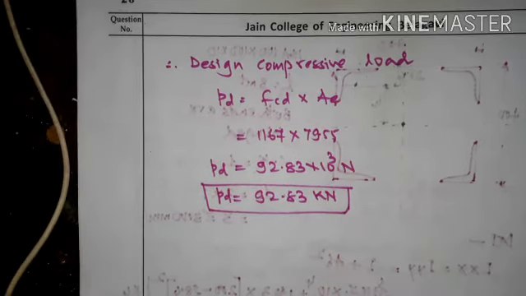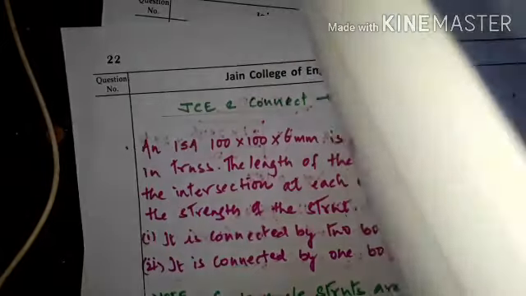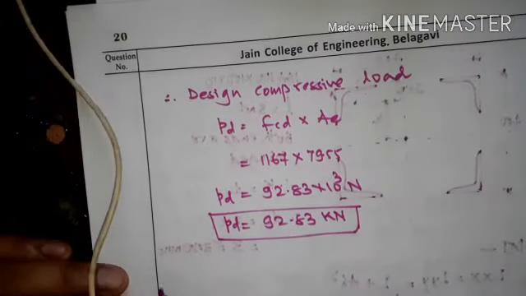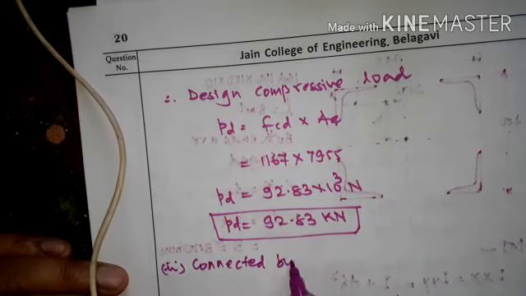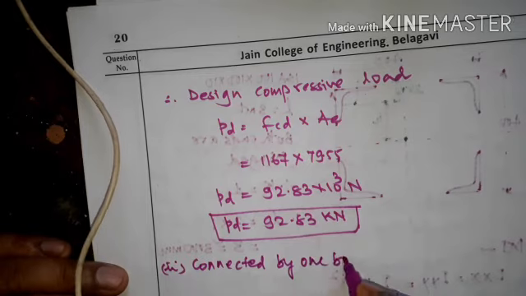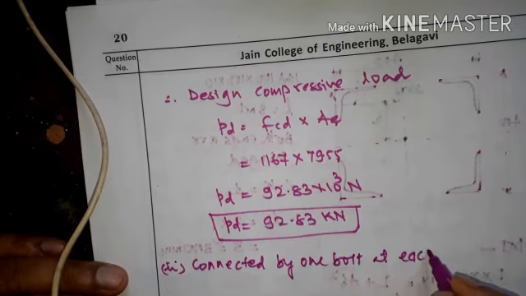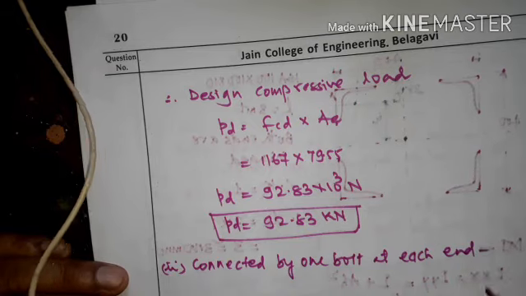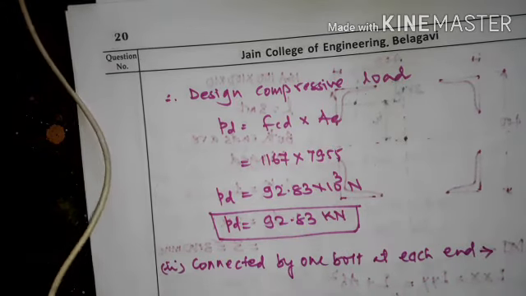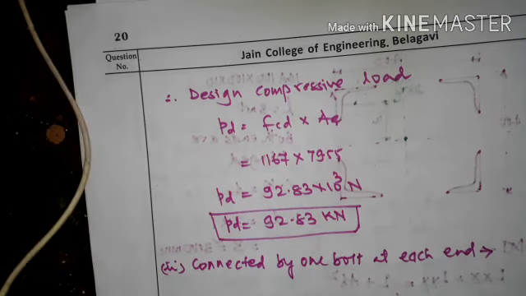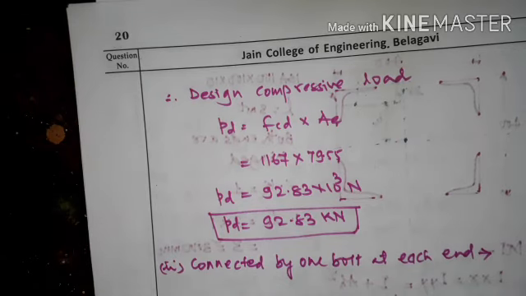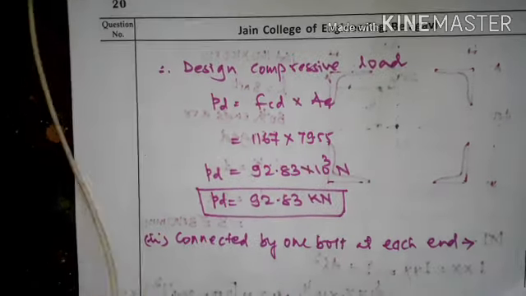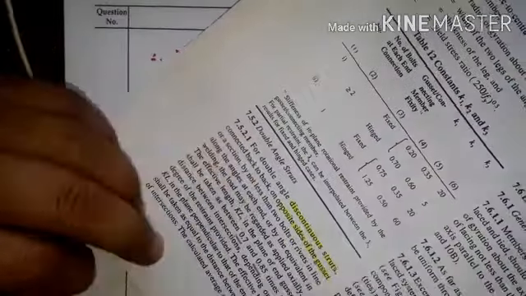Okay, and the second case, what have they mentioned in the second case? It is connected by one bolt at each end. So case 2 is connected by one bolt at each end. So here all the steps remain same, but one change is again the values of K1, K2 and K3.